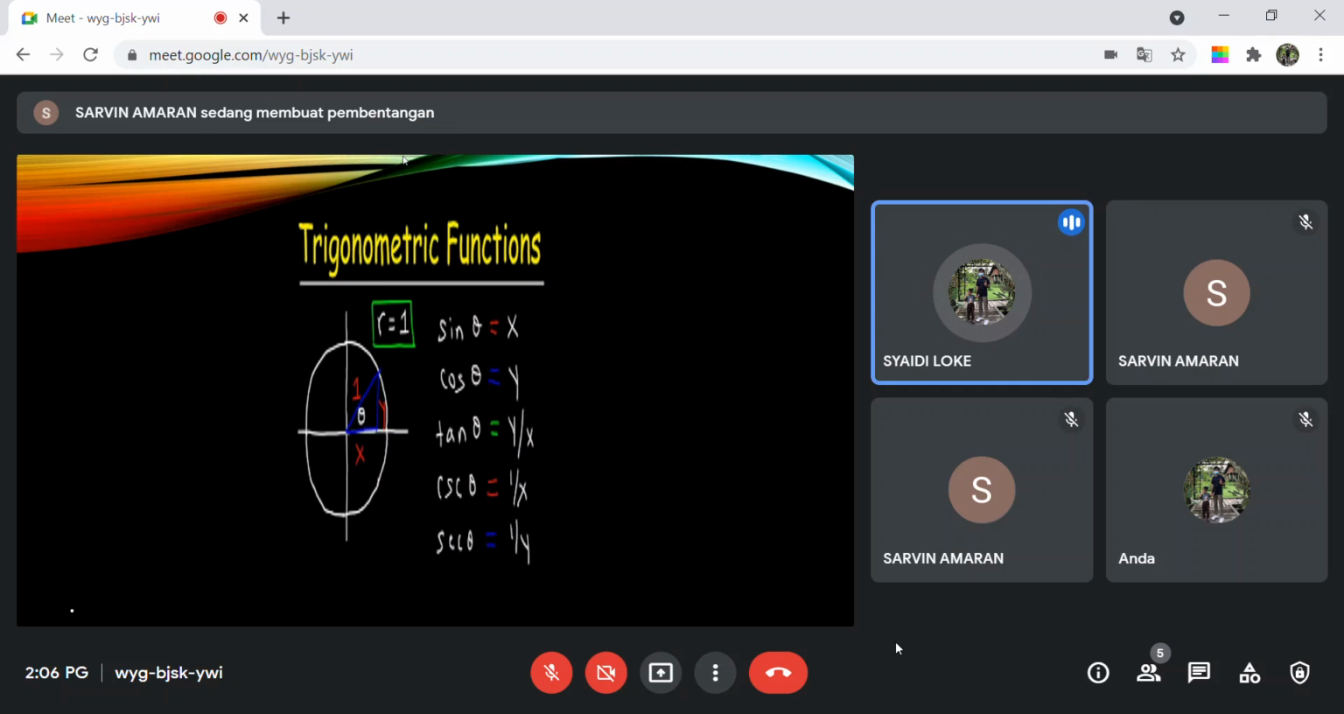So number four is cosec theta equals 1 over x. Lastly, sec theta equals 1 over y.